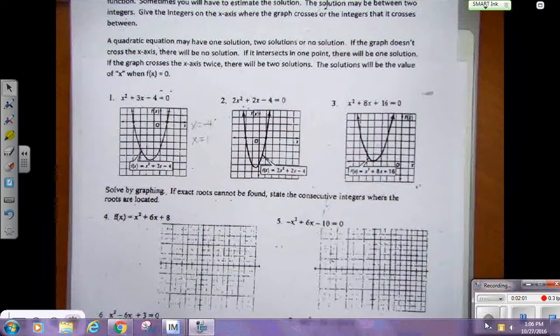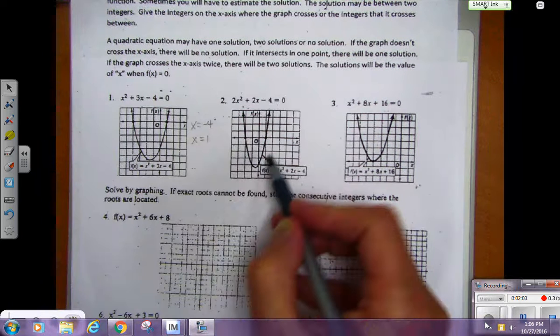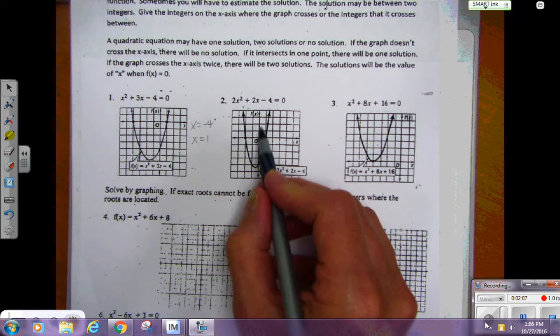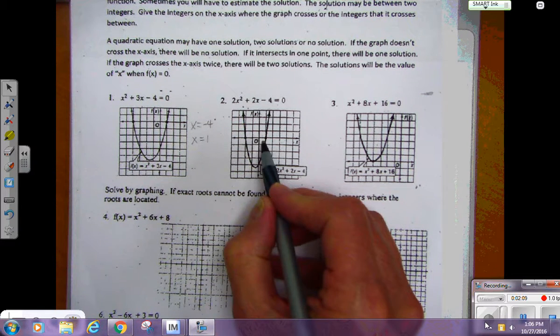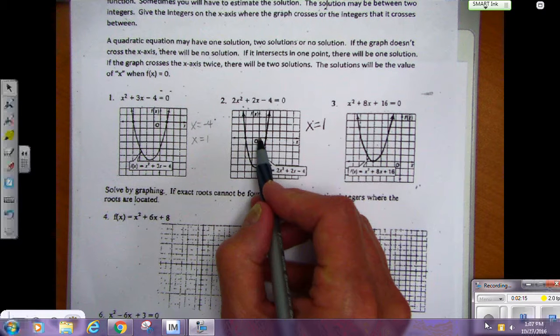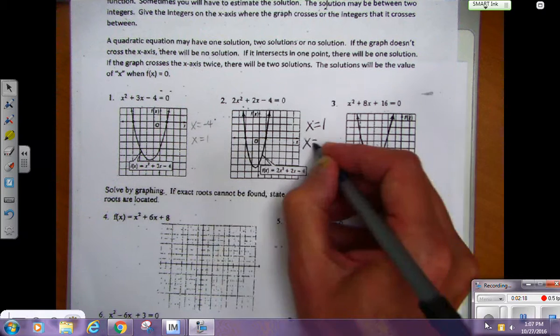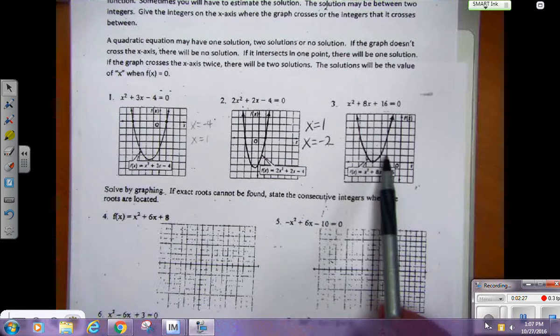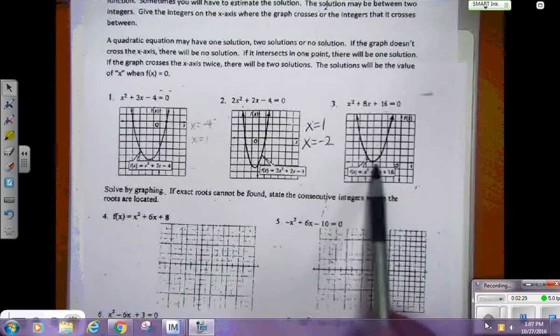So on number 2, we're doing the same thing. We're just finding where it crosses the x-axis. So here's your y-axis. The graph is going to cross where x is 1, and the graph is going to cross where x is -2. Any questions? So those two graphs both have two answers, but this next one on number 3 is only going to have one answer because it just touches the x-axis in that one place.